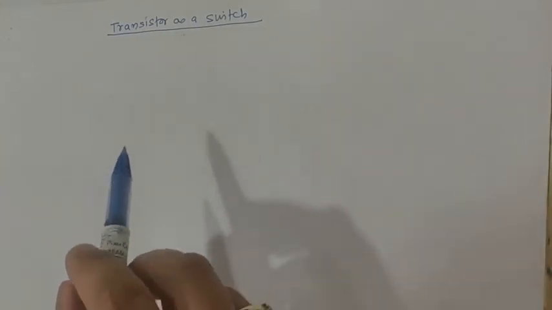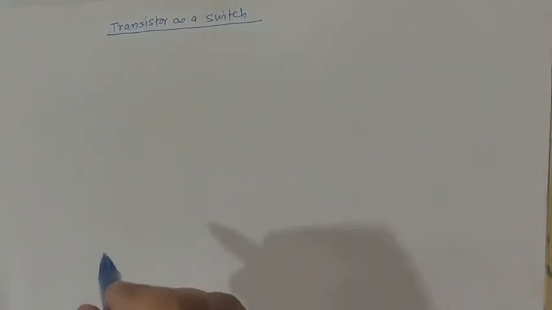Hello friends, today we will be discussing an important semiconductor device, which is the transistor, and how it acts as a switch. You know that the transistor has three regions of operation: one is active region, second is saturation region, and third is cutoff region. I will be drawing a chart showing how we can get those regions of operation in the transistor and what the application is in those regions.